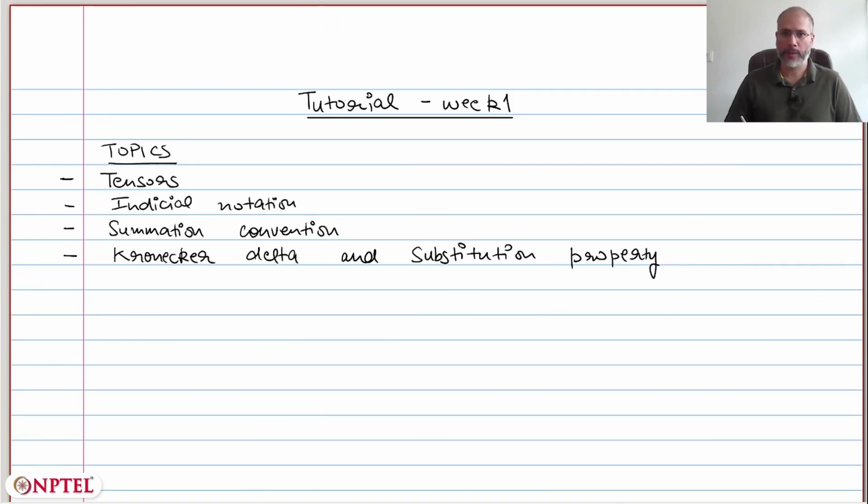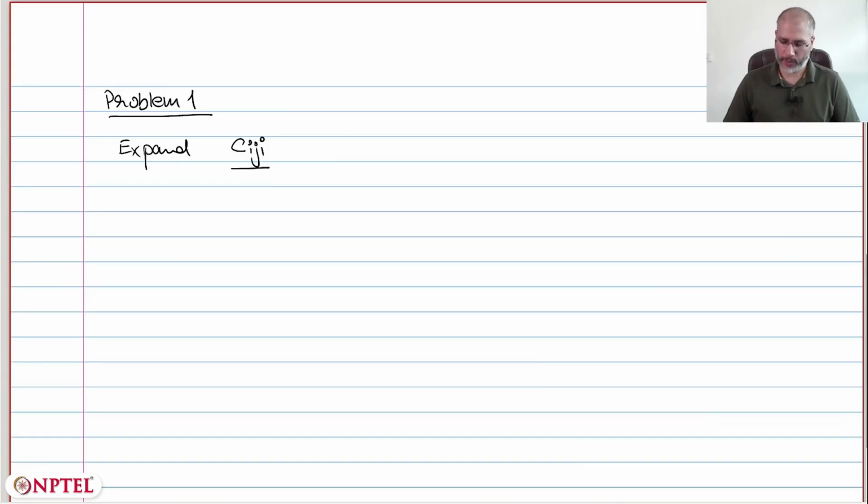So the topic for this week's tutorial are tensors, indicial notation, summation convention, and Kronecker delta, particularly the substitution property of Kronecker delta. So we'll be solving 10 problems in the tutorial today, and these problems will help you grasp the course and the concepts better, as well as help you solve the problems that will be provided in the assignment, as well as to prepare for the exam. So let us start with the first problem.